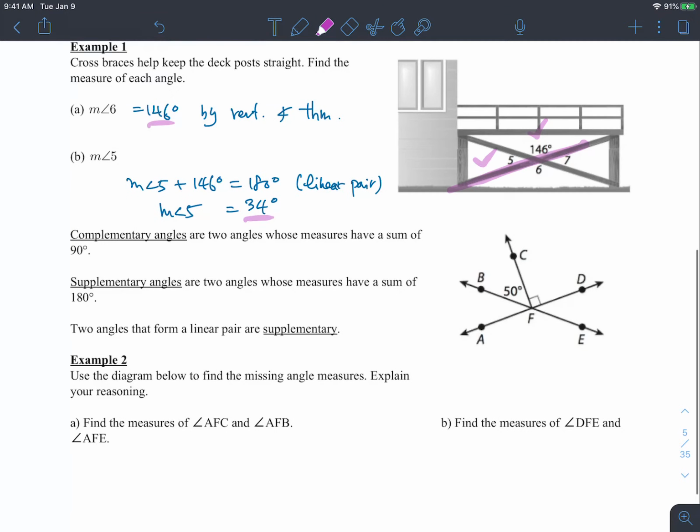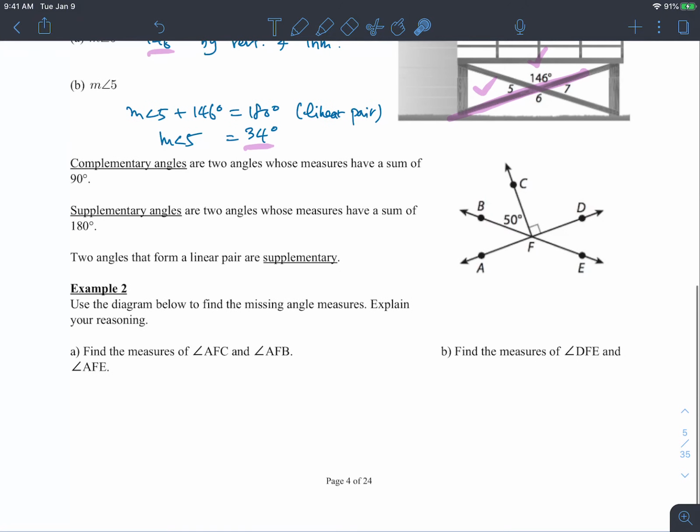All right. And this is a reminder that complementary angles are two angles whose measures have a sum of 90. Supplementary is when two angles add up to 180 degrees. So the two angles that form a linear pair are supplementary. That's right. That's why the linear pair adds up to 180 degrees.